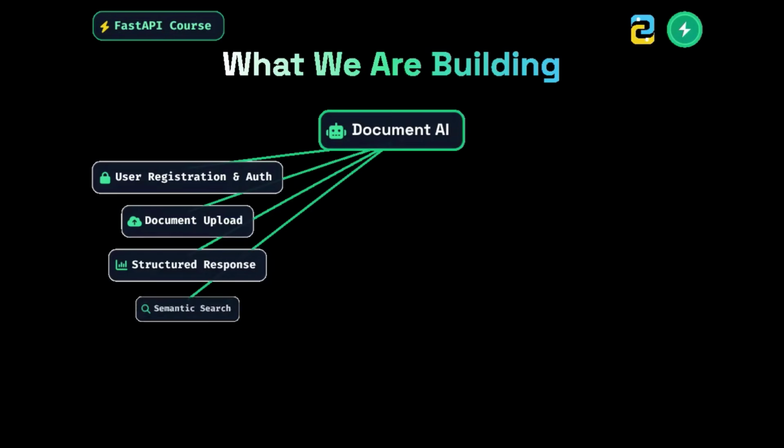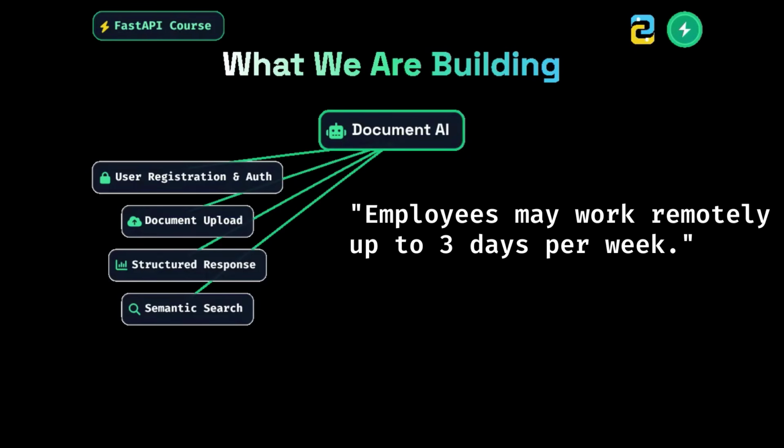We will also implement semantic search. Instead of searching documents only by matching exact keywords, we will allow the system to find information based on meaning. For example, imagine that a document contains a sentence, "employees may work remotely up to 3 days per week." A user might ask, "how many days can employees work from home?" A traditional keyword search may not recognize the relationship between those two sentences. Semantic search allows us to search based on the meaning of the content.